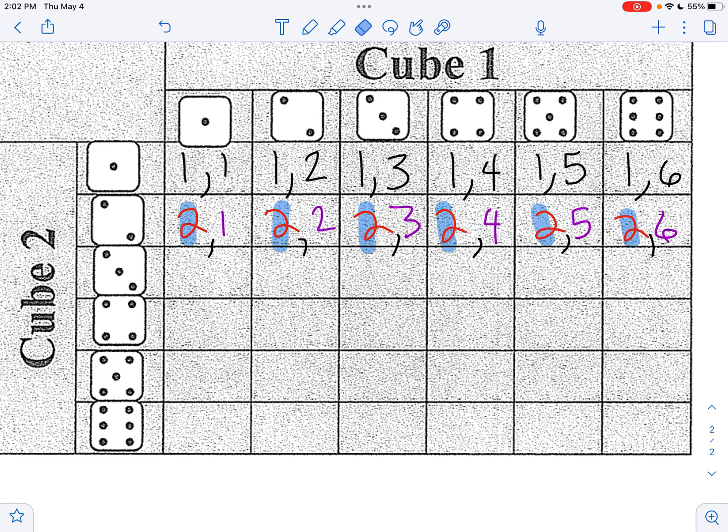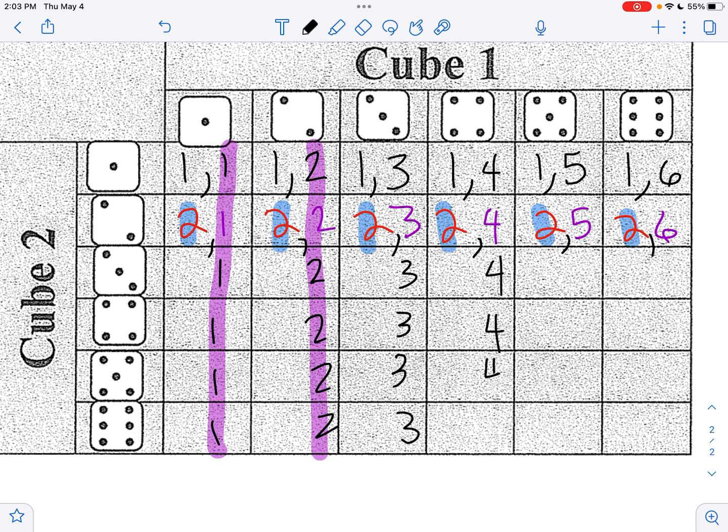So if we follow this pattern across, we can see that going down is going to be a whole bunch of 1s. Going down in this column is going to be a whole bunch of 2s. The next one is going to be 3s. The one after that is 4s. Then 5s, and following the last 6s. All right, so that's just 1 dice.